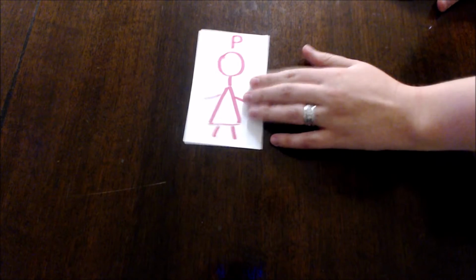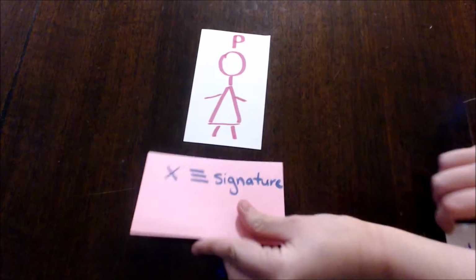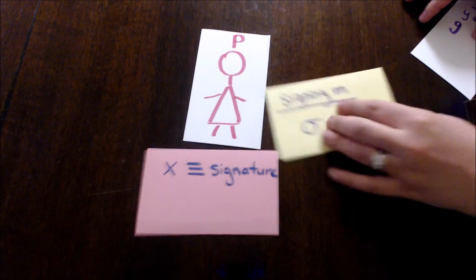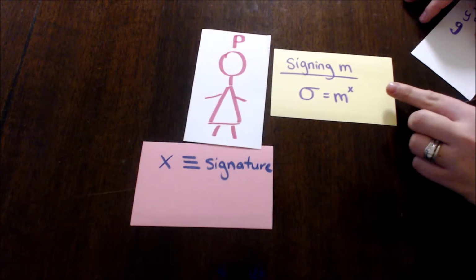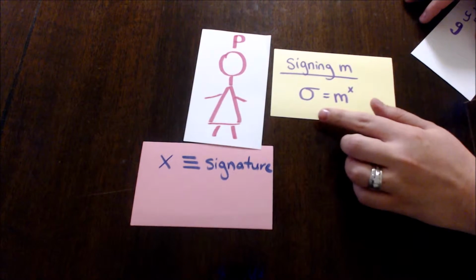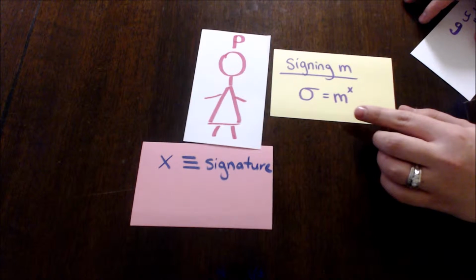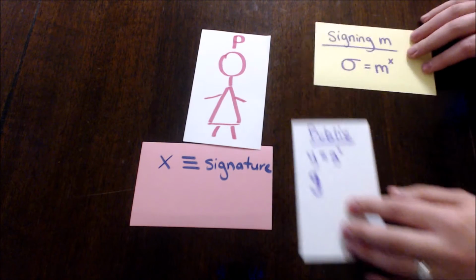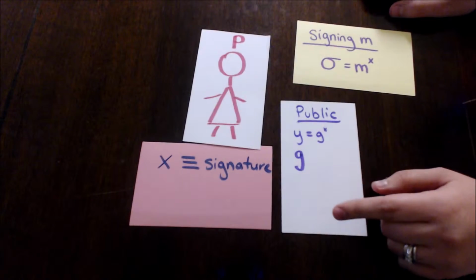Take Patty. Just a quick review. I'm going to assume you already are familiar with this. Your signature is x. When you sign something, you take m to the power of x, and you get a sigma. And knowing sigma and m, it is computationally infeasible to figure out what x is. So you have a public y and a g.